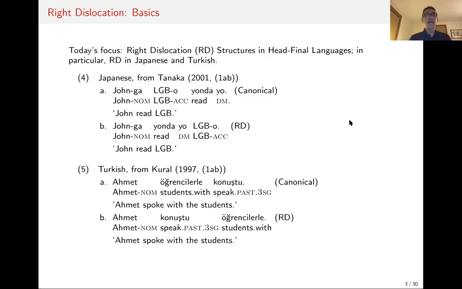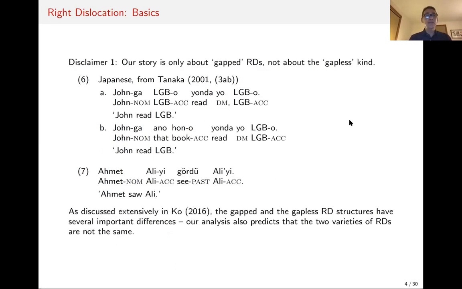Before doing that, I'd like to do the disclaimer. Number one is that our story today is only really about gapped right dislocations, where there is a silent element in the position corresponding to the dislocated element. For instance, you can actually have a repeated right dislocation such as 6A, or some sort of anaphoric expression, pretty close to Western languages such as Dutch and French, where a pronoun-like element is in the main clause. That's also possible in Turkish as well as in Japanese. We are not going to talk about this.